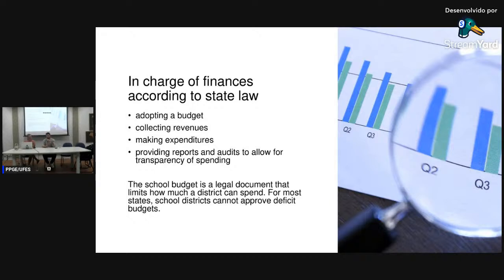For most states, school districts cannot approve a deficit budget, which means they can't go in the red, but they can't approve a budget where they spend more than they raise money.